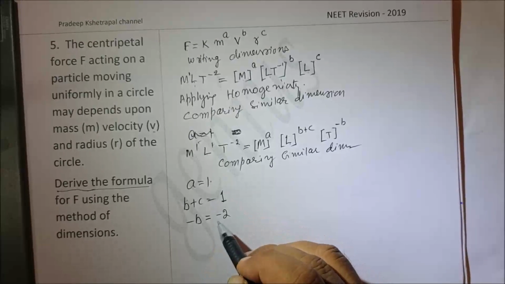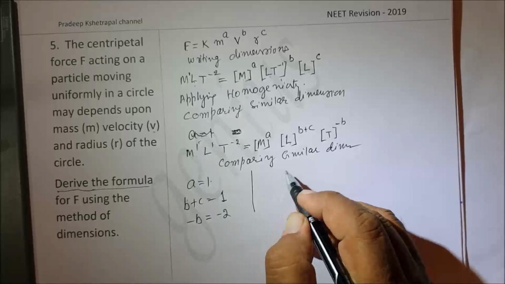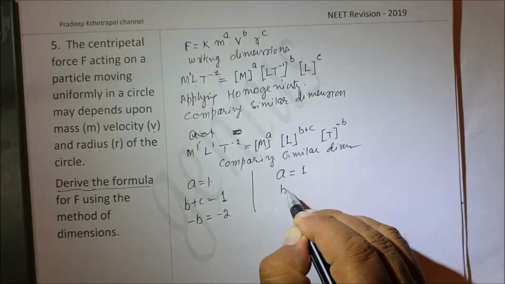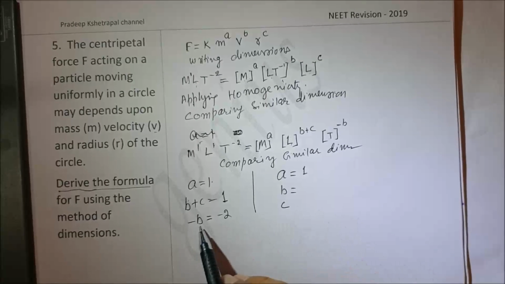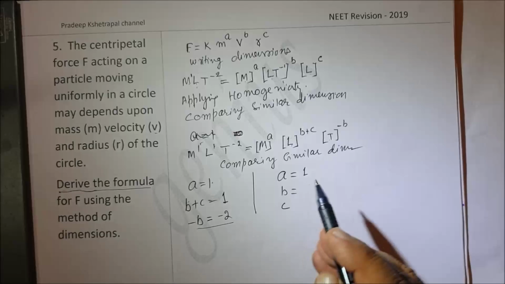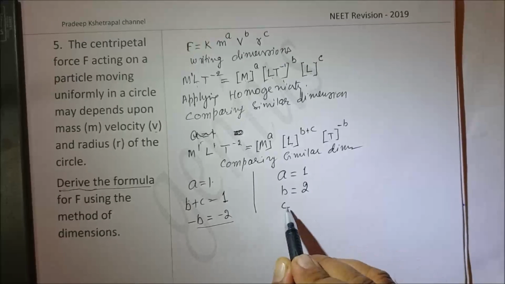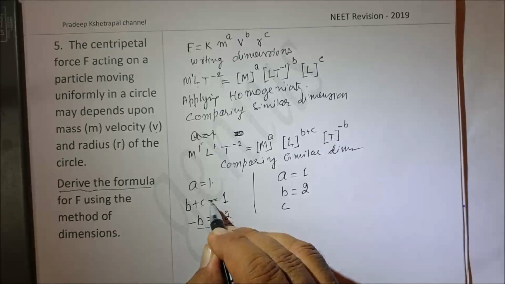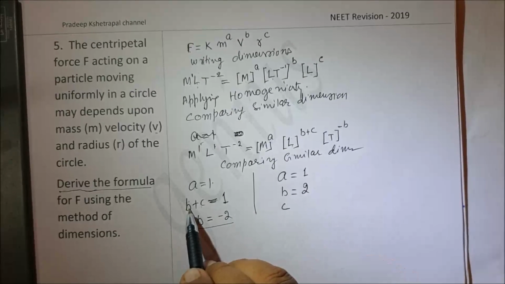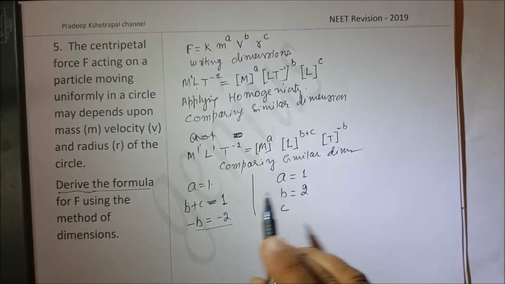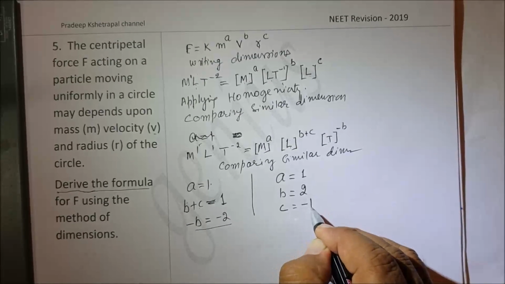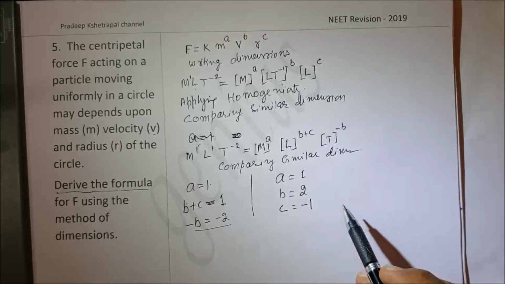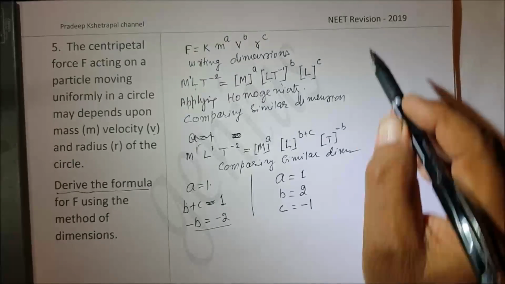Now the value of a is 1. The value of b we take from here, minus minus cancelled, so b is equal to 2. Value of c: put the value of b as 2 here, so c becomes 1 minus 2, that is minus 1. So we got the values of a, b, c, and with the help of this we can now write the formula.